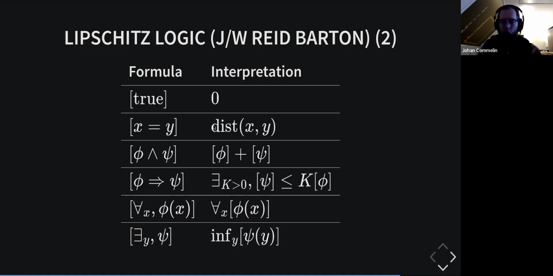Okay, so we interpret equality as the distance between 2 points in a metric space. Whenever we have 2 formulas and we take their conjunction, the landscape of the conjunction is going to be the landscape of the left-hand side plus the landscape of the right-hand side.